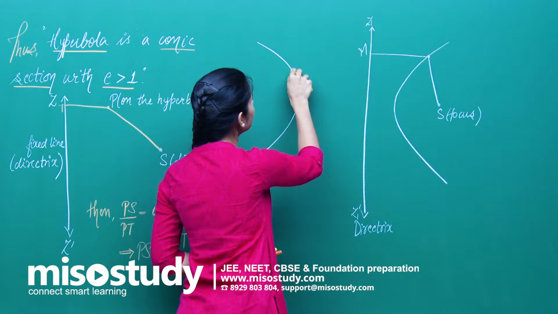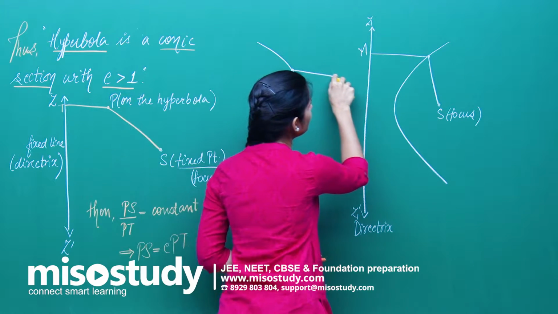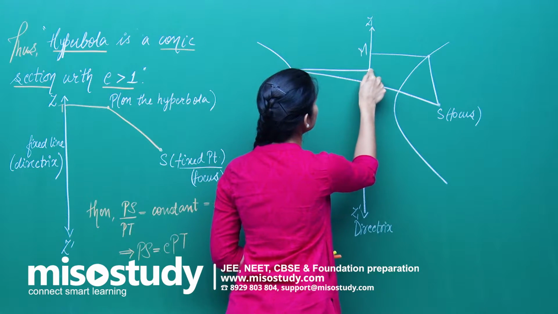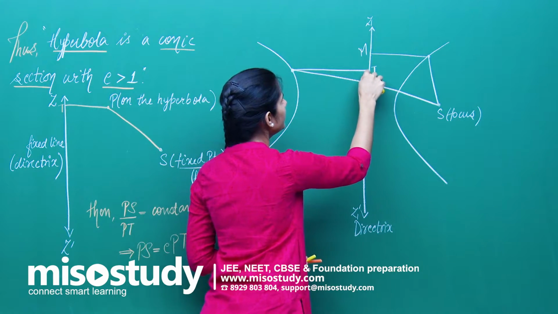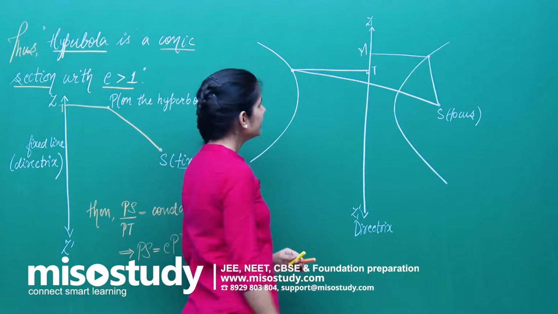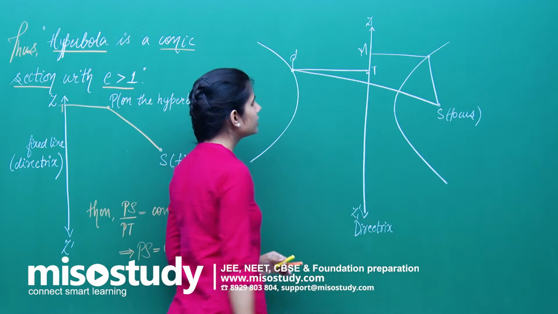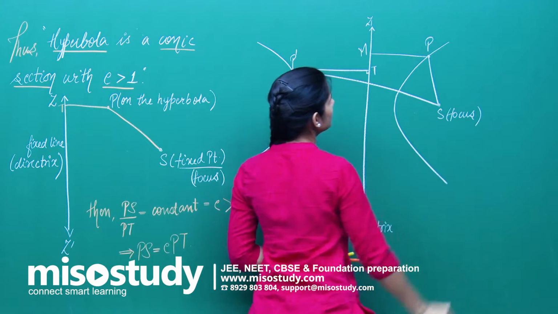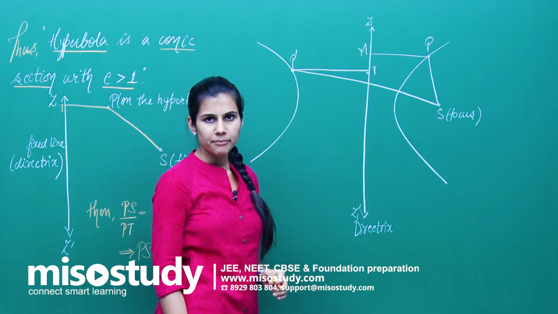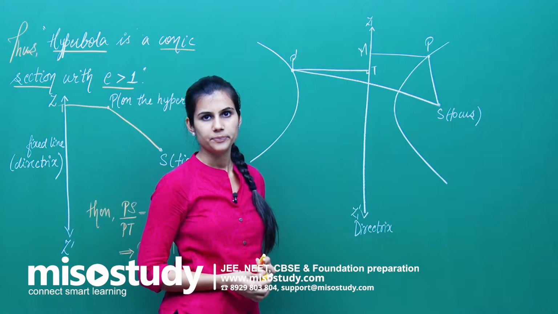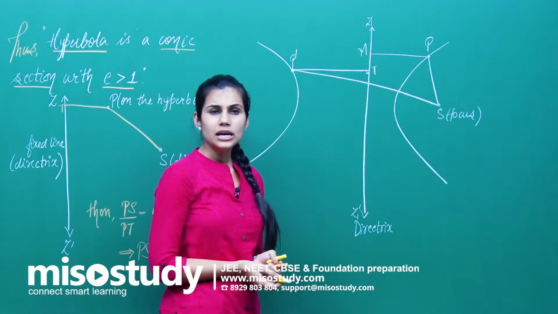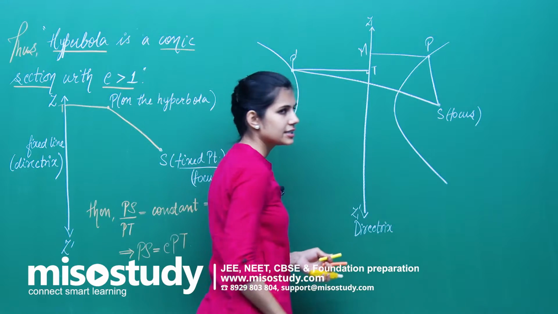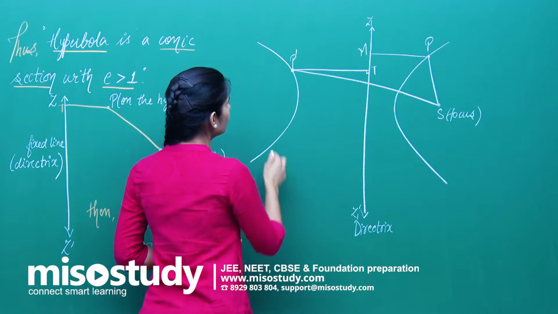Any point here, if you pick up its distance from this focus and its distance from this line, suppose this is T and this is a perpendicular, and suppose this is P dash, then P dash S upon P dash T is equal to PS upon PM, which is E, that is greater than 1. Now somebody can ask what is the compulsion to take this point only as the focus and this point as the directrix? Yes, there is no compulsion absolutely.